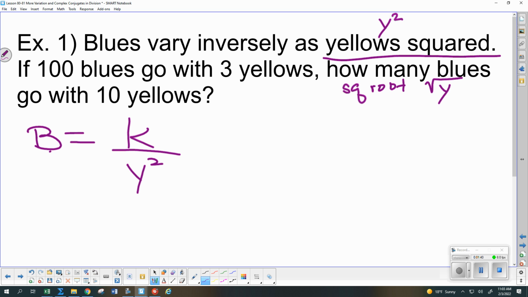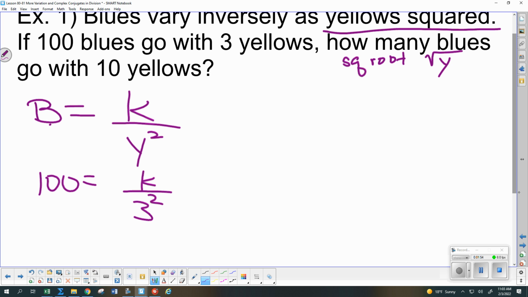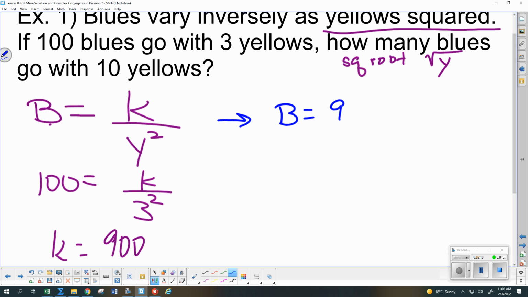So then 100 blues go with 3 yellows. So everybody solve for K real fast for me. Look up at me when you have a K value. And I'll count to 3. Everybody shout out what K is. 1, 2, 3. Excellent. So K is 900. So our actual formula for this problem is B is 900 over Y squared.